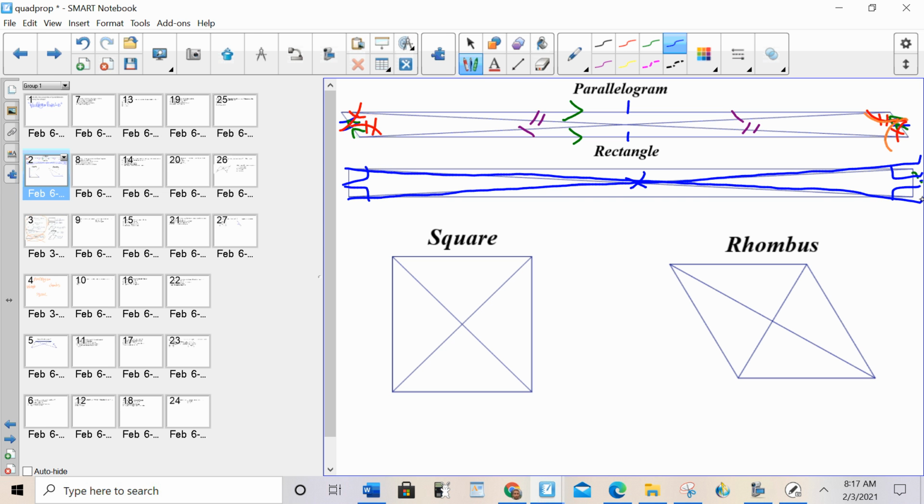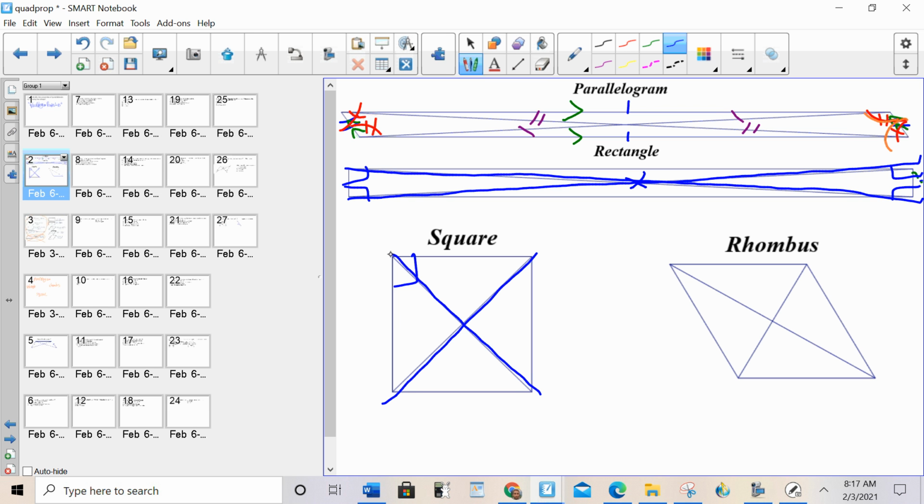Does a rhombus have these properties? Does a rhombus have right angles? No. So rhombuses are not rectangles. Does a square have these properties? Does a square have a right angle? Yes. Does a square have congruent diagonals? Yes.